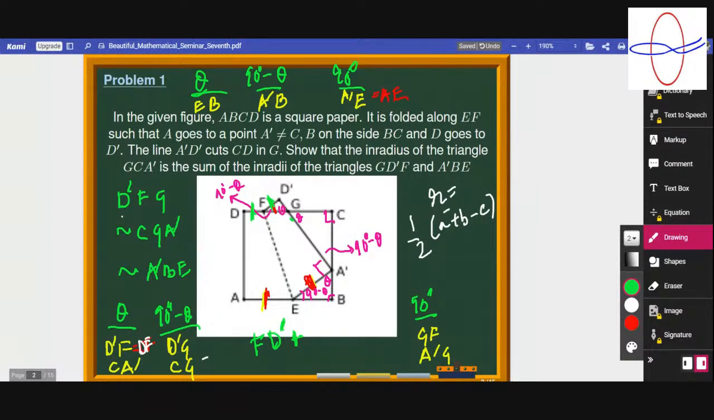Okay, then you have to wait for some time for me to move on to the next problem. Plus E A dash is equal to G A dash. You're telling this? F D dash. Okay. So F D dash equal to DF and E A dash is equal to AE.